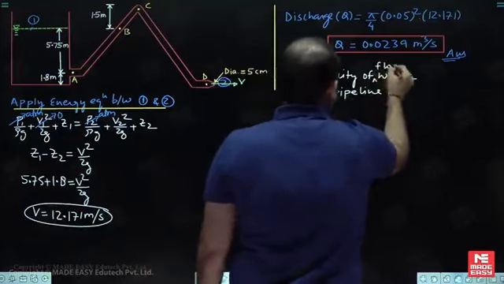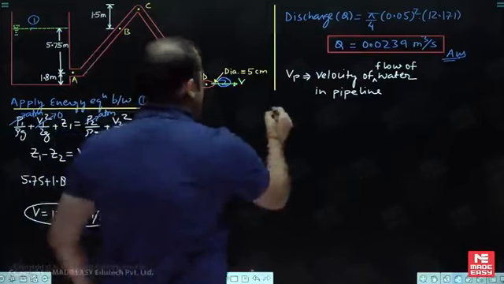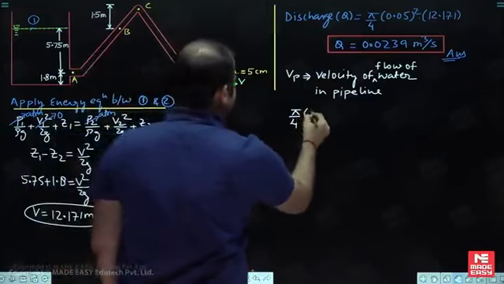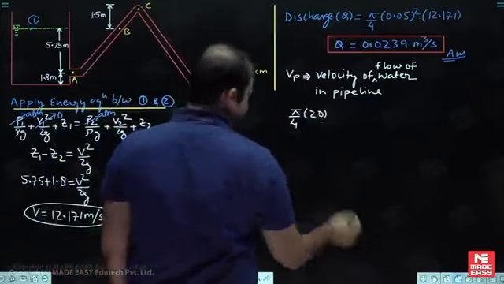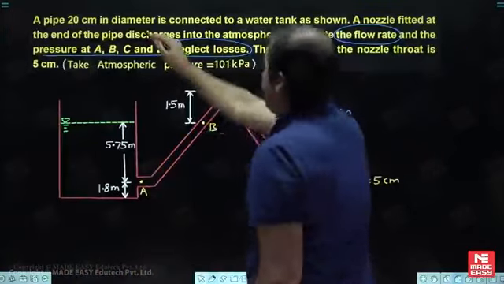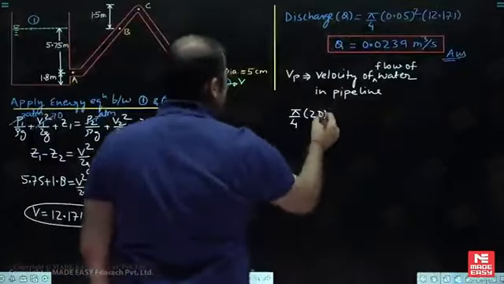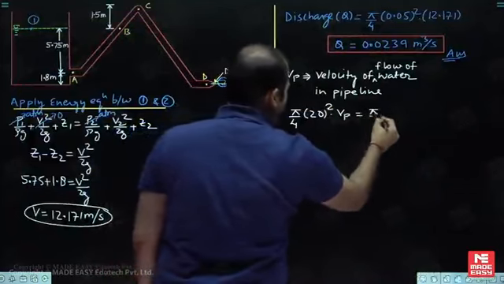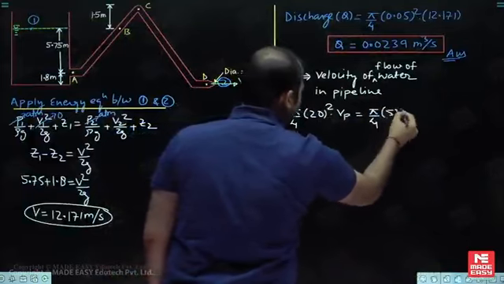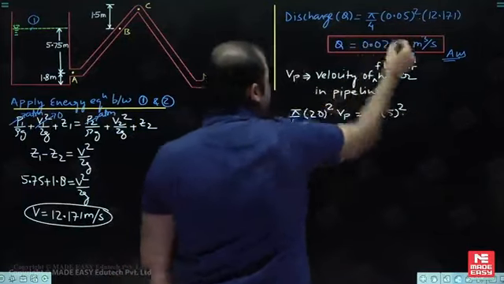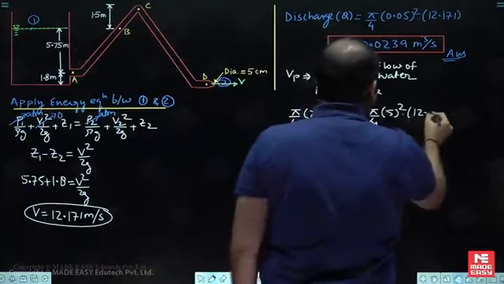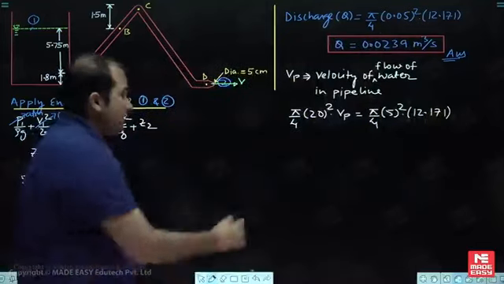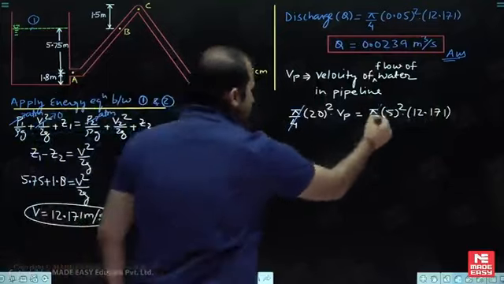Okay, so easily you can say that this is the area here, pi by 4, and this is 20 centimeter, no? 20 centimeter. Take a look, 20 centimeter. So this is 20 centimeter square multiplied by Vp is equals to pi by 4, this is 5 centimeter square multiplied by velocity here. Velocity here is 12.171. Okay, my dear.